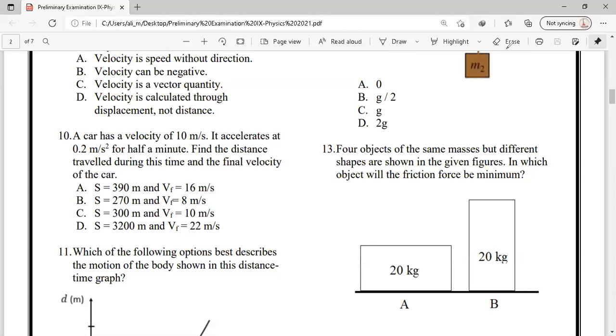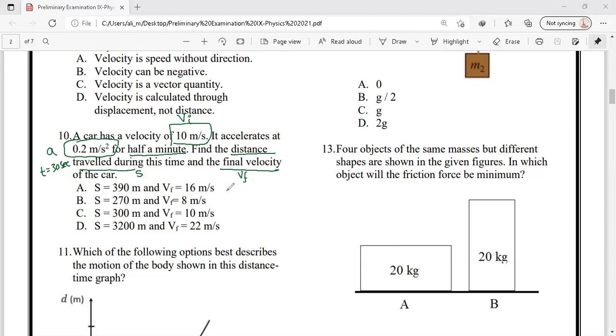Then we have question number 10. A car has a velocity of 10 meters per second. It is accelerated at 0.2 meters per second square. So let's say this is Vi and this is acceleration a. For half a minute, this means time is equal to 30 seconds. Find the distance traveled by the car and the final velocity of the car. So we have to find two things: the distance and the final velocity.